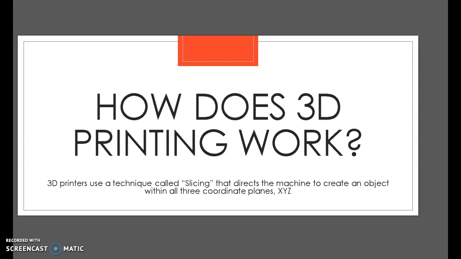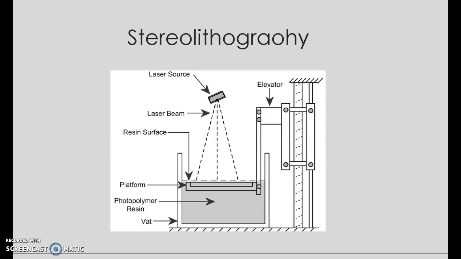Basically, it's called slicing, and that's when the machine itself stacks everything together, and then it's able to rotate and move around on all three axes, and that's where you're able to get cuts and shapes in pretty much any fashion, any shape you'd like.